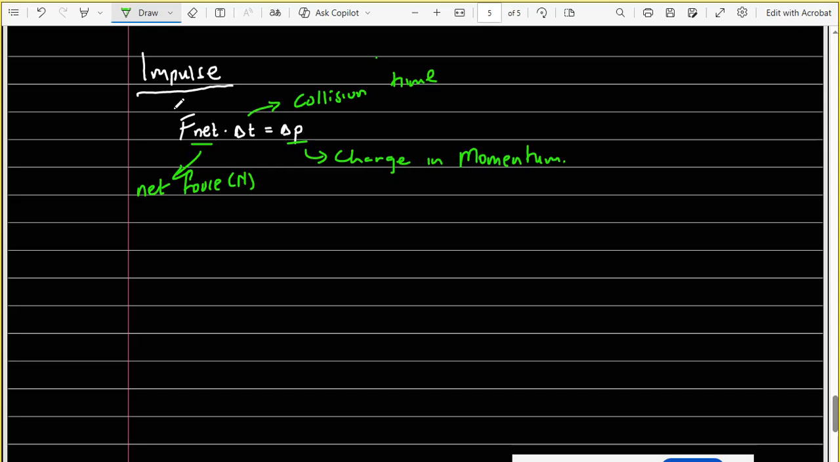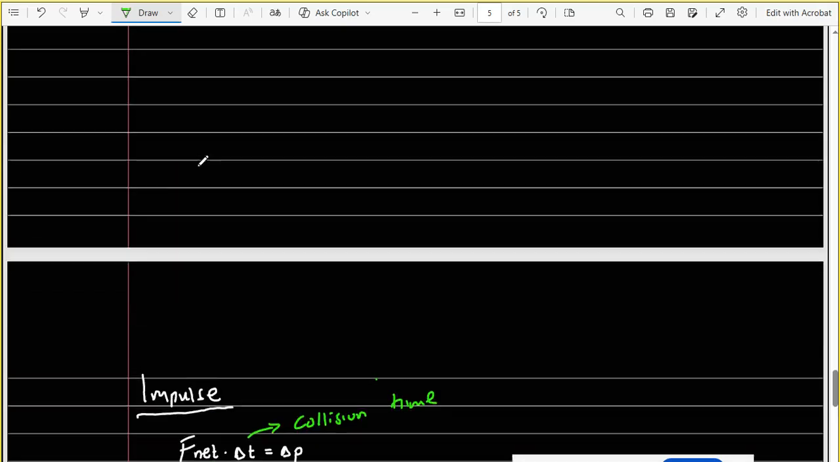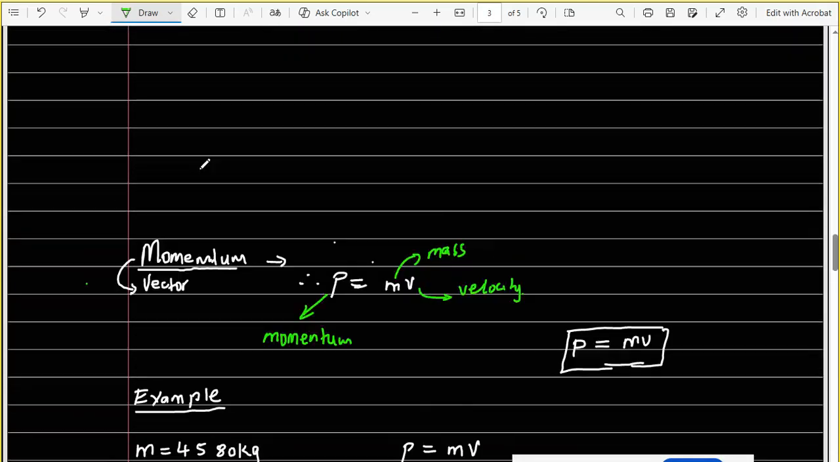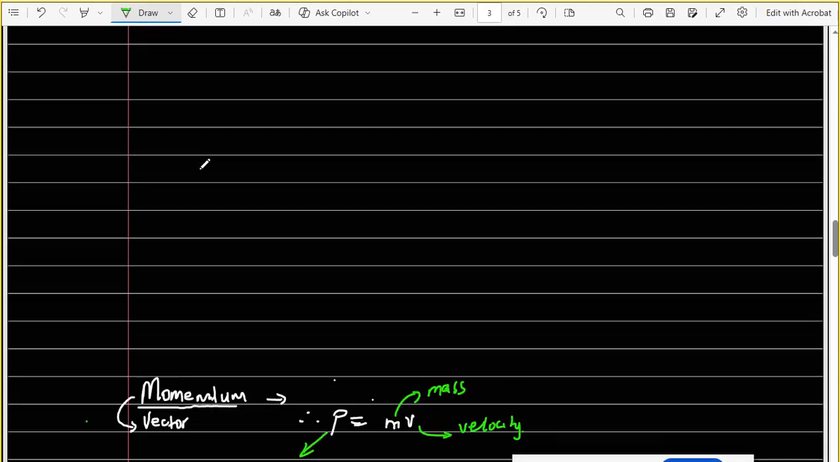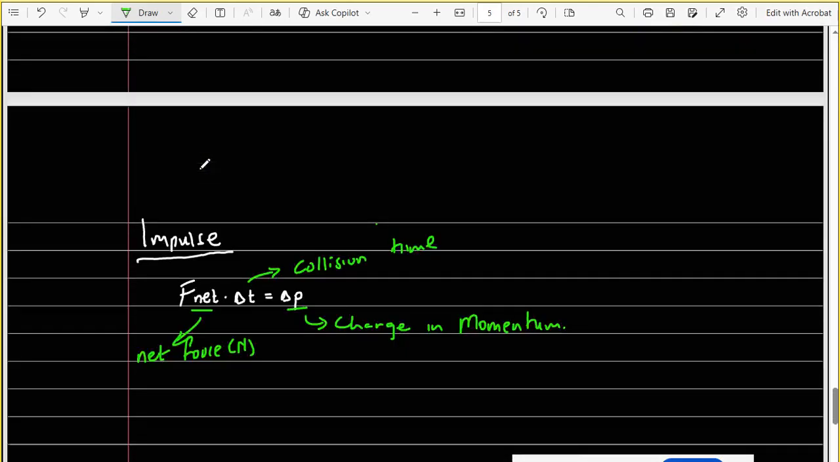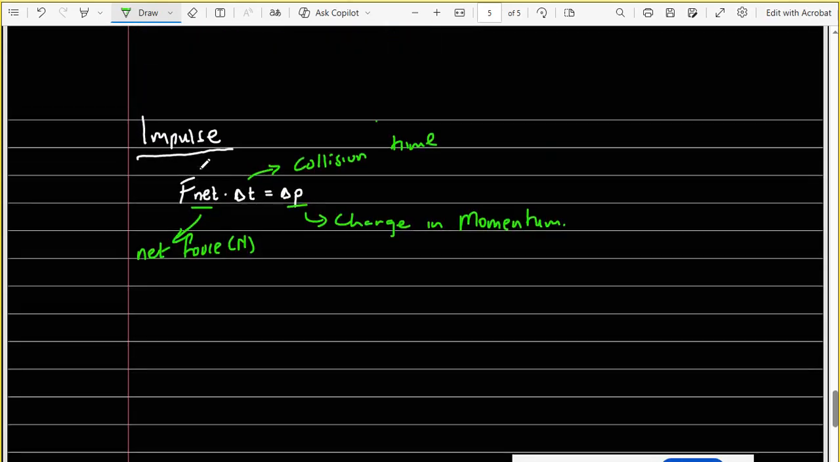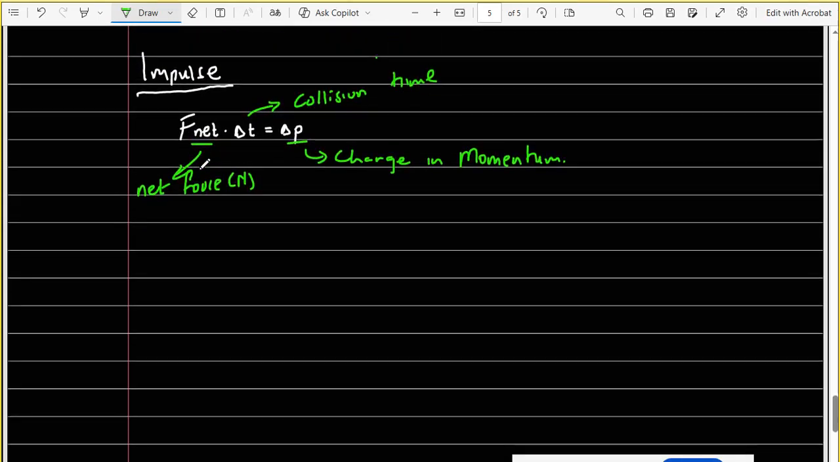Okay, so impulse is a vector. If you still remember, we said momentum is a vector. So impulse is also a vector, and it has the same direction as the net force acting on that object.